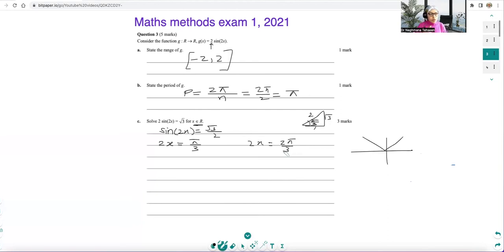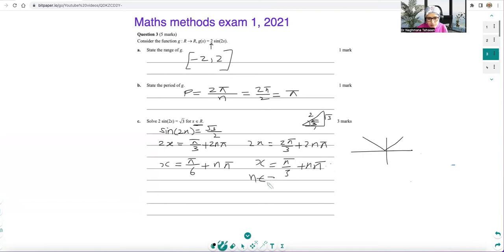And then because it's going to be repeating itself, we add 2n pi to each. So that's the general solution. That will give us x equal to pi over 6 plus n pi, and then pi over 3 plus n pi. And we also need to make sure that we state n is an integer.